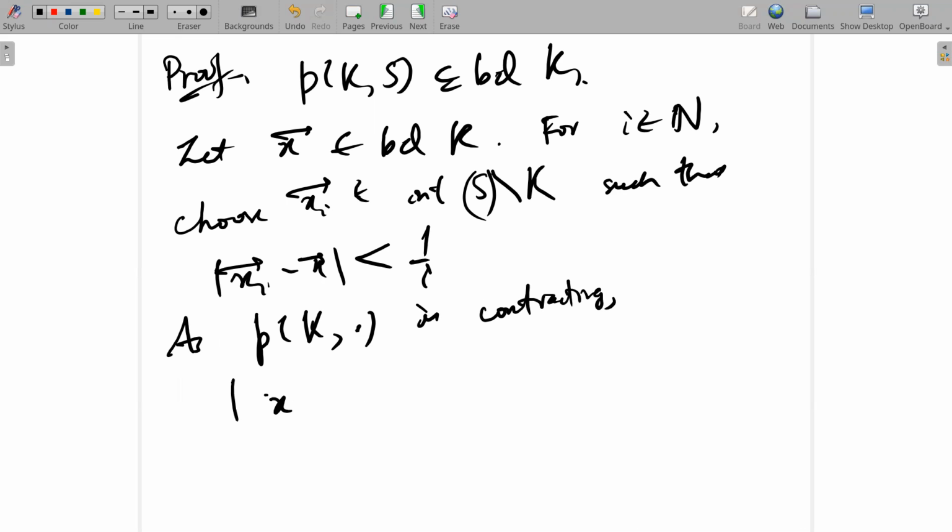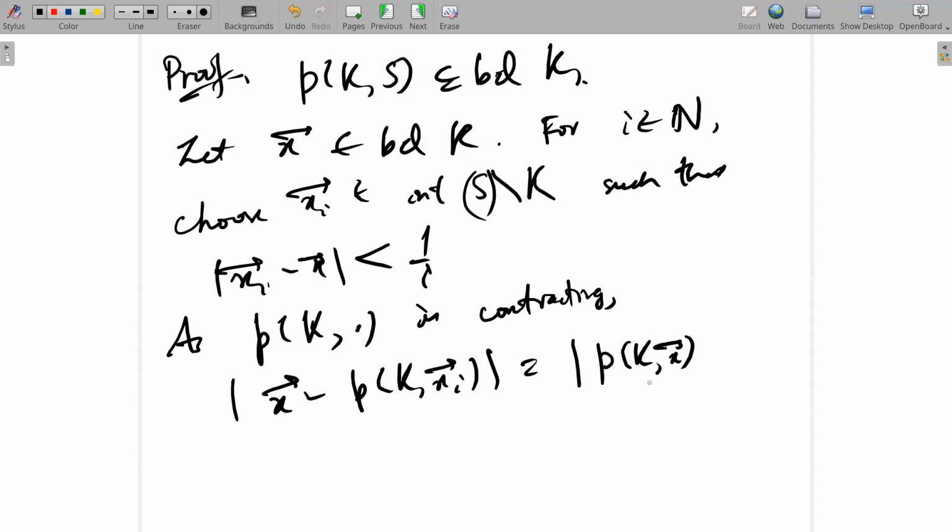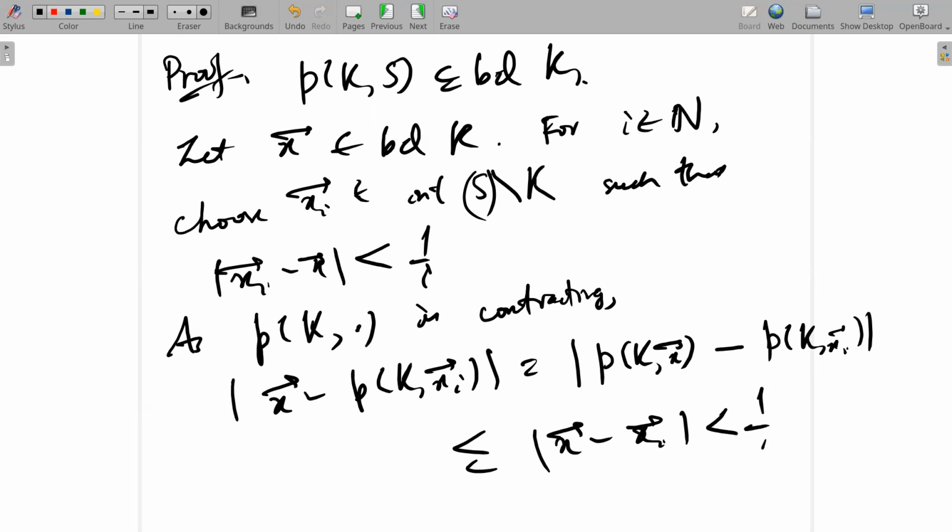So what do we have? |x minus P_K x_i|, which by definition is |P_K x minus P_K x_i|. So x is equal to P_K x, right? Because x lies on K. So there it is, P is behaving like the identity map. And this is less than or equal to the distance between x and x_i, which by our choice of x_i is less than 1 over i.